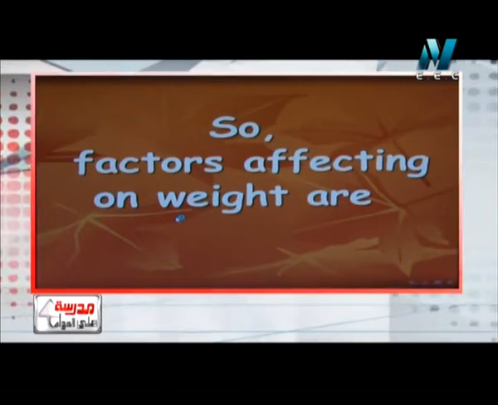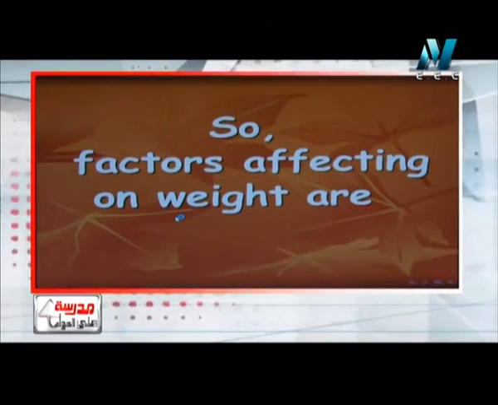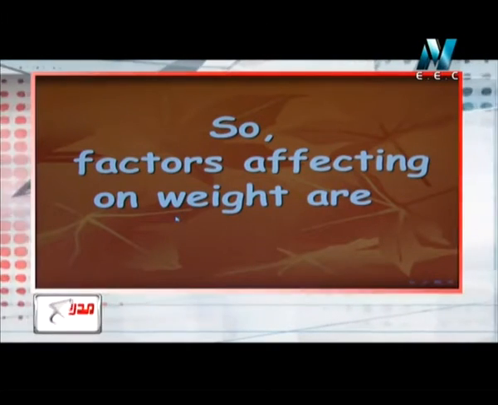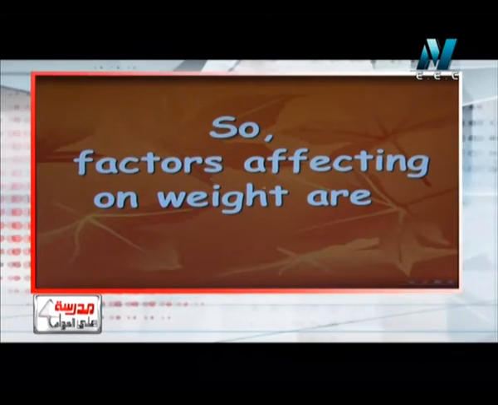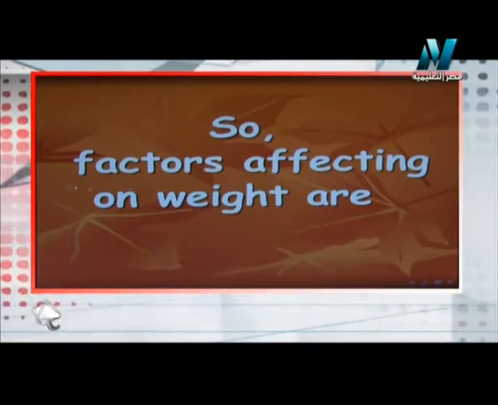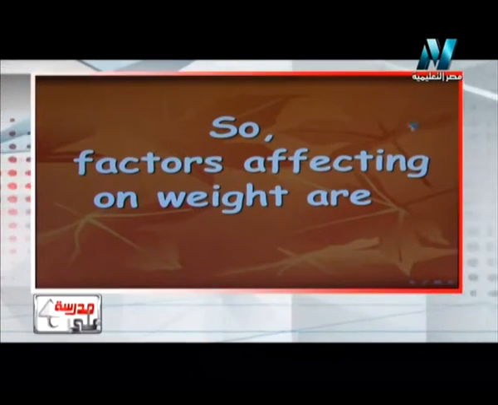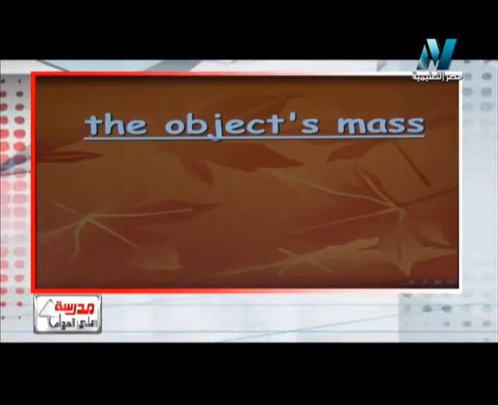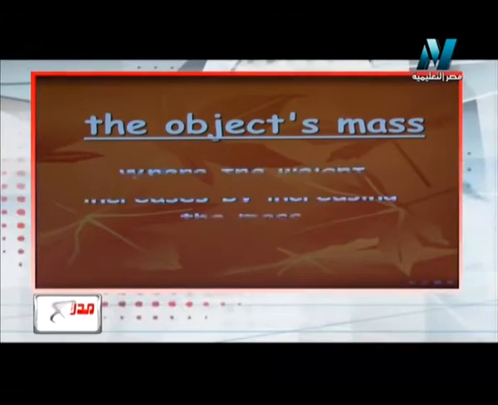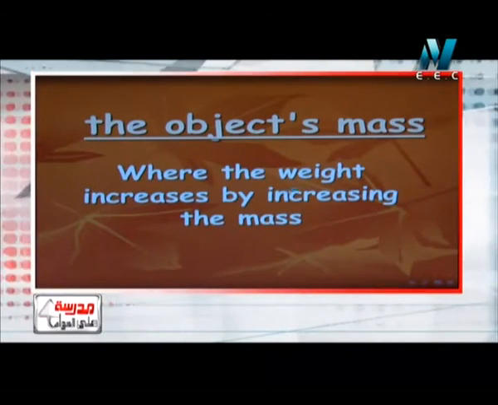So, factors affecting weight. We agreed that mass doesn't change, so mass has no factors. الماس ما عندهاش أي factor، لكن الويت عنده factors أو عوامل بتأثر عليه. Again, factors affecting weight are, number 1, the object's mass، كتلة الجسم. Where the weight increases by increasing the mass.